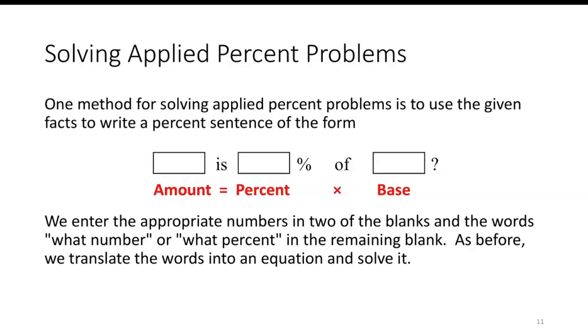One method for solving applied percent problems is to use the given facts to write a percent sentence of the form: something is something percent of something, or amount is equal to percent times base. We enter the appropriate numbers in two of the blanks and the words "what number" or "what percent" in the remaining blank. As before, we translate the words into an equation and then solve it.